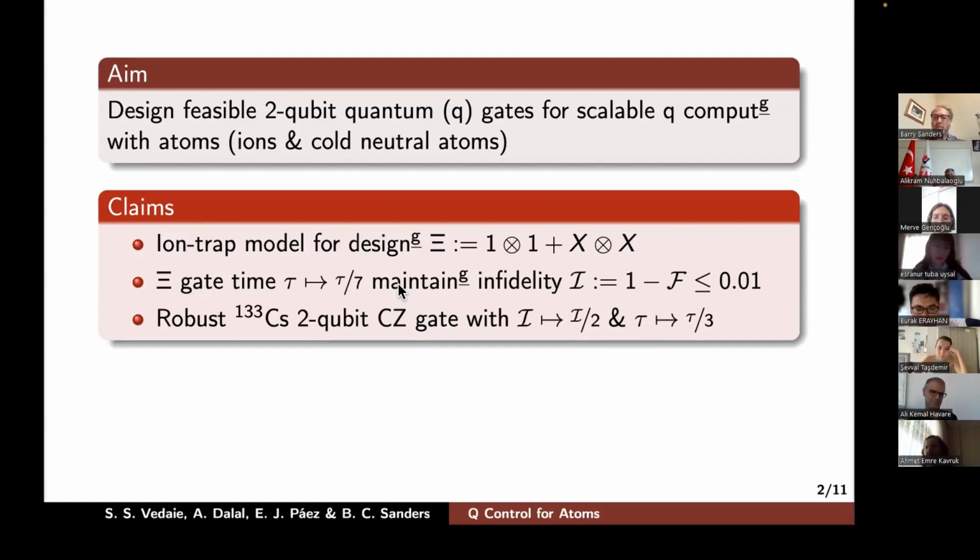And then we also are designing 2-qubit gates for neutral atoms. And in particular, one that we've been simulating is cesium-133, and we're able to cut the gate time by a factor of 3 and the infidelity by a factor of 2. So we have different targets in each case. And these are important because of 2-qubit gate performance, both how long it takes to execute. So the longer it takes to do a 2-qubit gate, the slower the quantum computation is. And the worse the fidelity, the less likely we are to be able to scale.